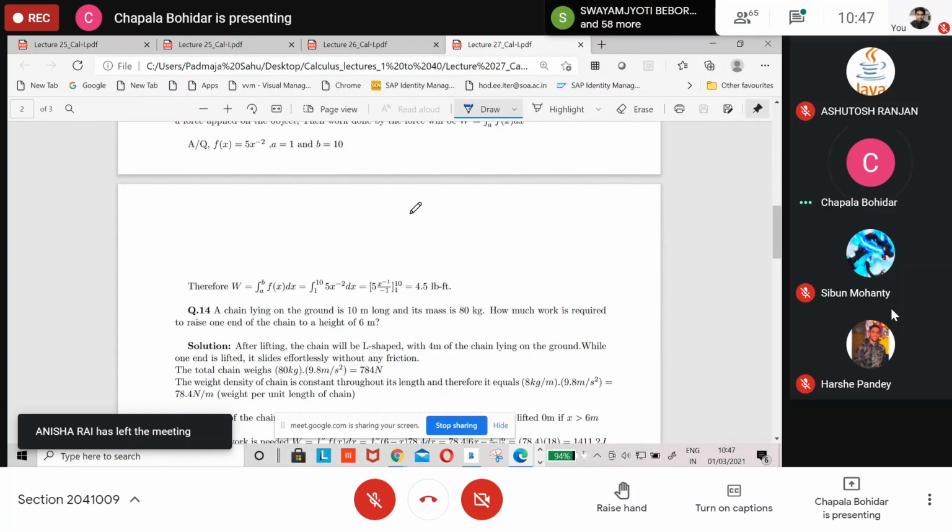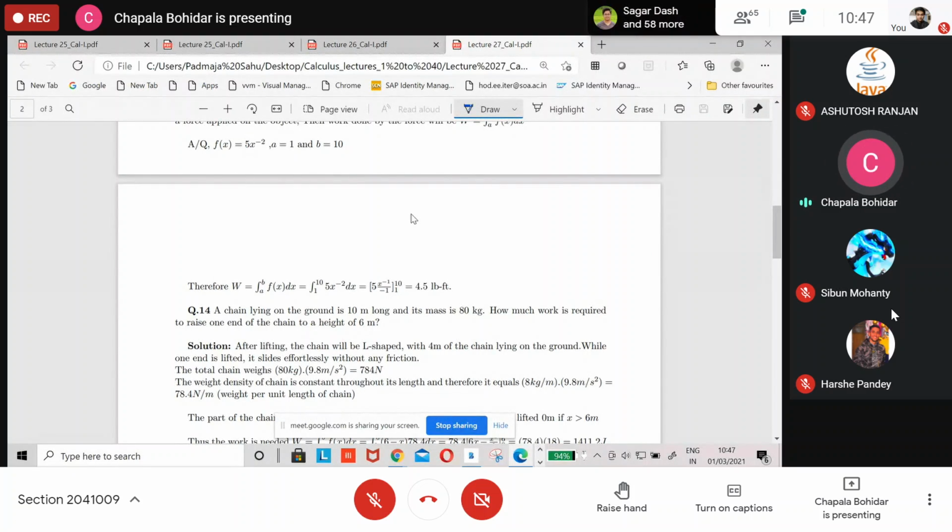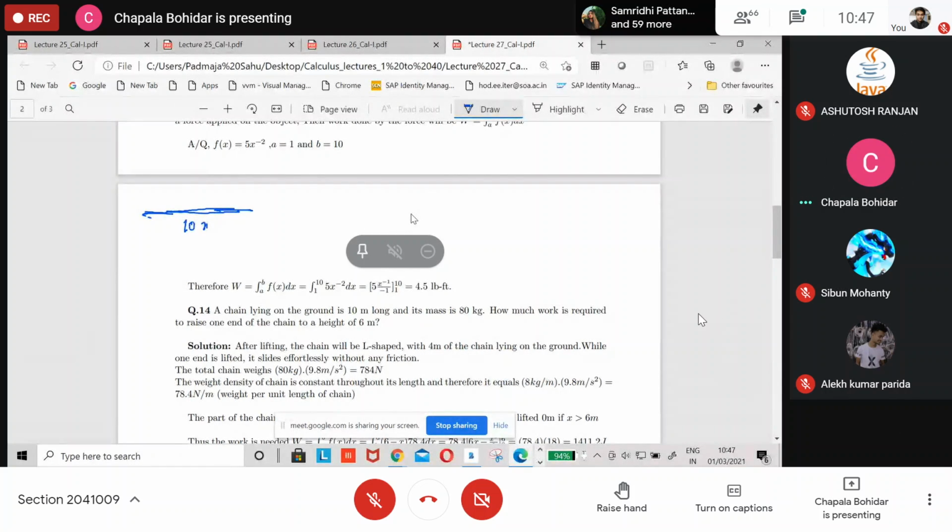You see, your chain is lying here. The length of the chain is 10 meters. But one end is lifted 6 meters. And what is left? 4 meters left on the ground. So the question is asking, how much work is required to raise one end of the chain to the height of 6 meters?